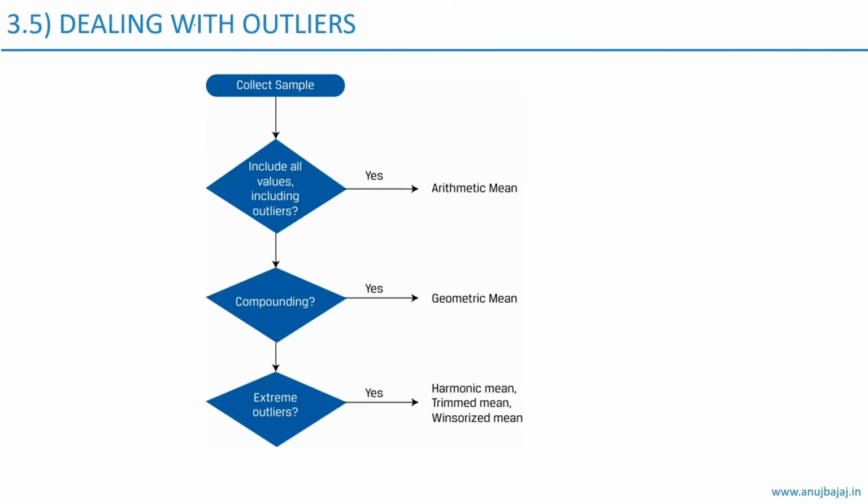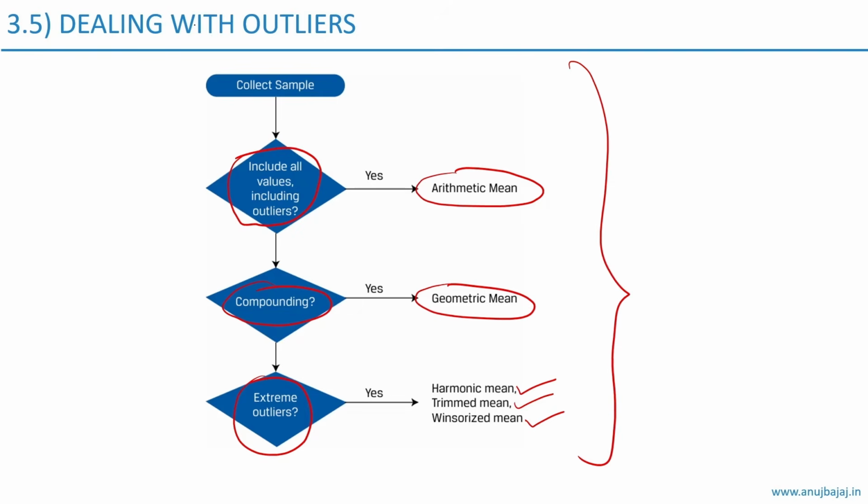Concluding with the section on means, when we want to include all the observations including the outliers, then we may calculate the arithmetic mean of the observations. But if there is a compounding effect, then we might prefer using the geometric mean. Or if we want to remove the effect of the outliers, then we might use harmonic mean, trimmed mean, or Windsorized mean. So these are the 5 means that we have seen.